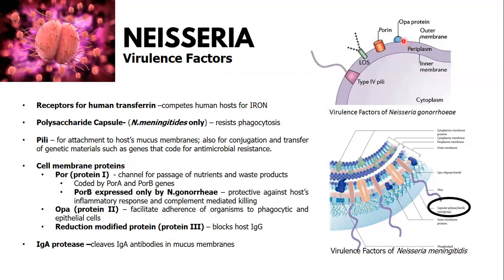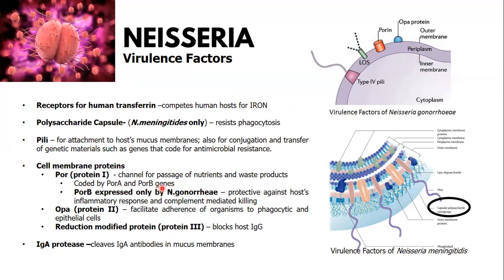Protein 1 is the porin protein present on the outer membrane of Neisseria gonorrhoeae and Neisseria meningitidis. And its normal function is to serve as a channel for passage of nutrients and waste products produced by these two organisms as they metabolize nutrients. And this protein 1 is coded by the porA and porB genes.